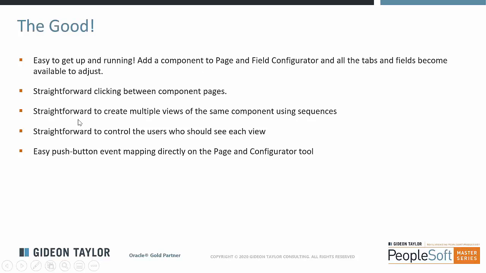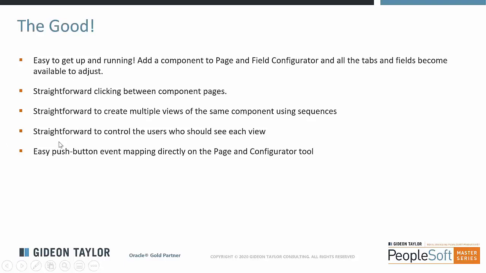It's also straightforward to create multiple views of the same component using sequences. When I say multiple views, what I really mean is alternate component displays. Page and Field Configurator is really creating an alternate display, and you can apply that to everybody, or just to specific user roles, so just those users have an alternate display of the component.